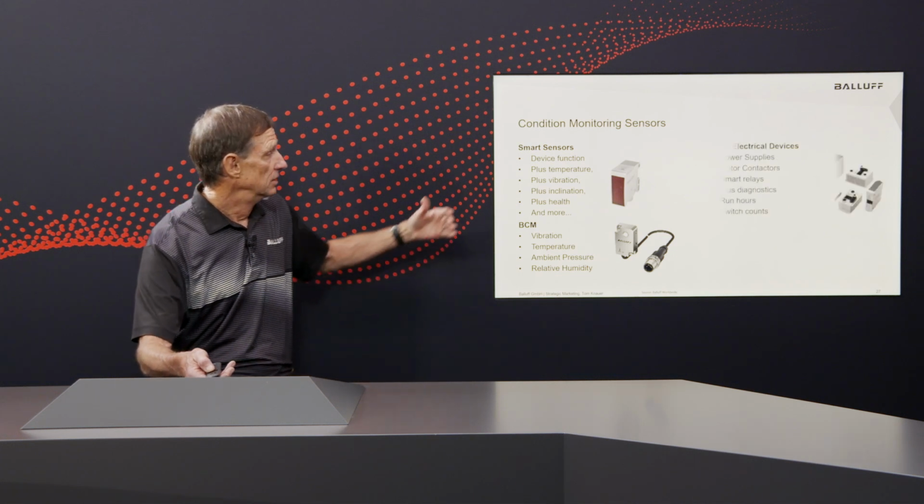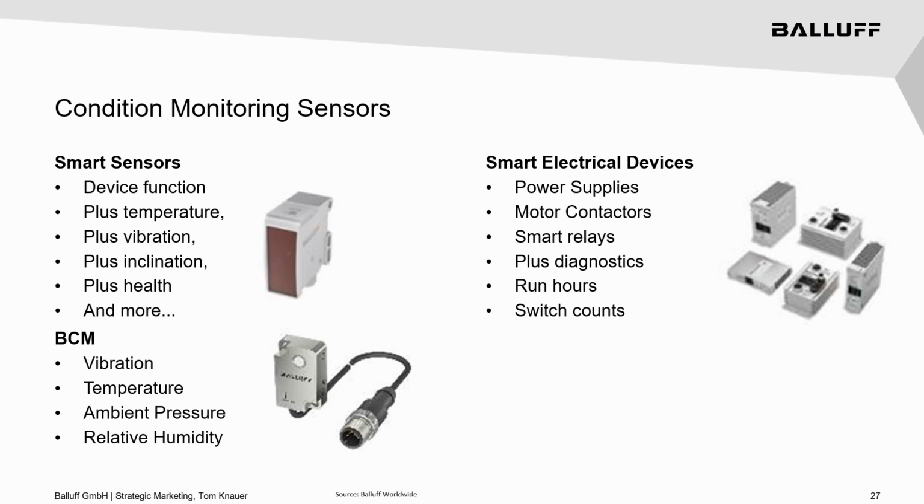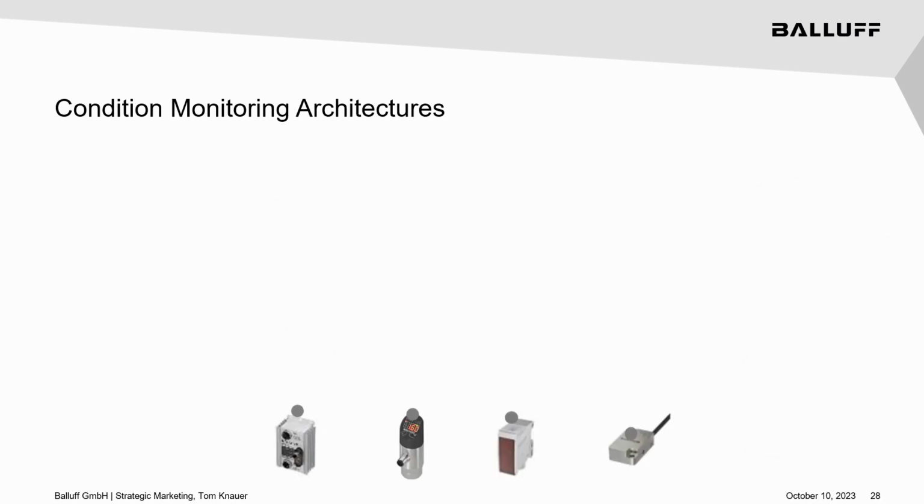We have smart electrical drives and power supplies, which allow you to monitor their own condition. Are they getting hot? What is their power consumption? How many cycles have they gone through? And then finally, general process monitoring sensors, things like pressure, temperature, and flow. These are especially important, for example, in hydraulic applications, to know the pressure and flow. Is there a filter that's dirty? Is the flow being restricted? So there's a wide range of sensors out there.